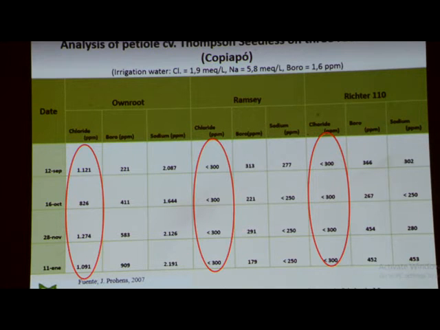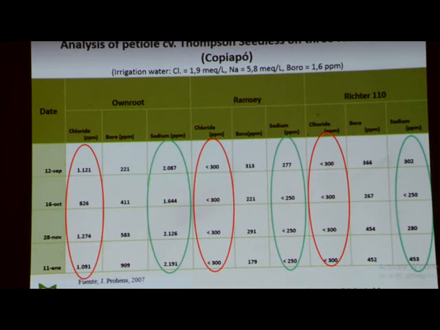So chloride, sodium, and boron, very high levels at the end of the season in own root, not high in Ramsey and Richter. So that was Ramsey, fantastic for the Copiapó Valley.